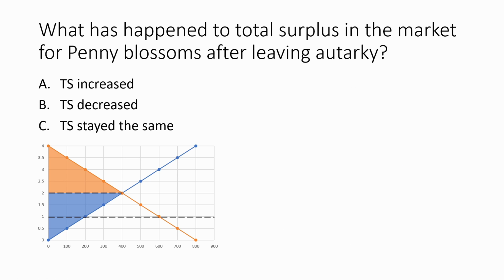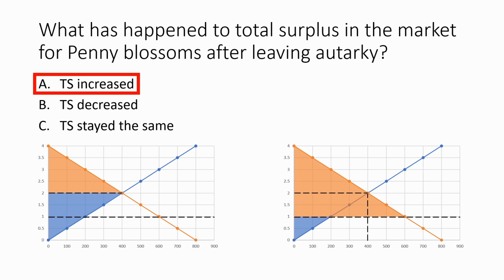So what has happened to the total surplus in the market for penny blossoms after leaving autarky? So here we have the market in autarky. What happens to total surplus when we leave autarky? Well, total surplus is going to increase. So we can see here, consumer and producer surplus add up to get us this triangle. If we look at that triangle over here, we can see that all of this triangle in added consumer surplus is also added to our total surplus. So free trade has increased total surplus in the United States.